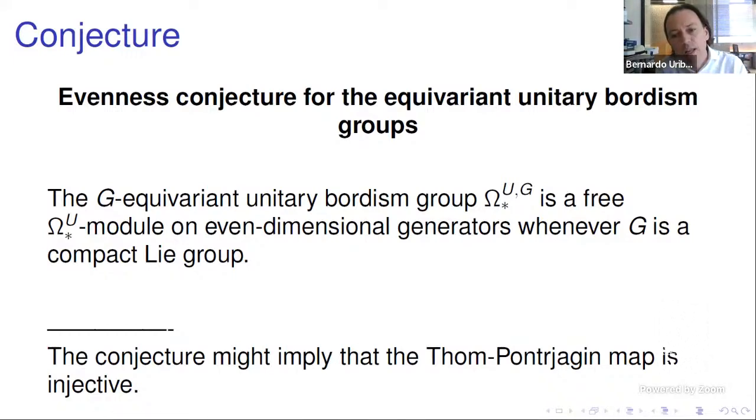And this is what somehow led me to understand what I could do with what I was working with in K-theory in the last years. If this conjecture is true, which now we know is false, but if it's true for a specific group, then in particular the Thom-Pontryagin map is injective, namely the geometrical ones inject into the homotopical ones.